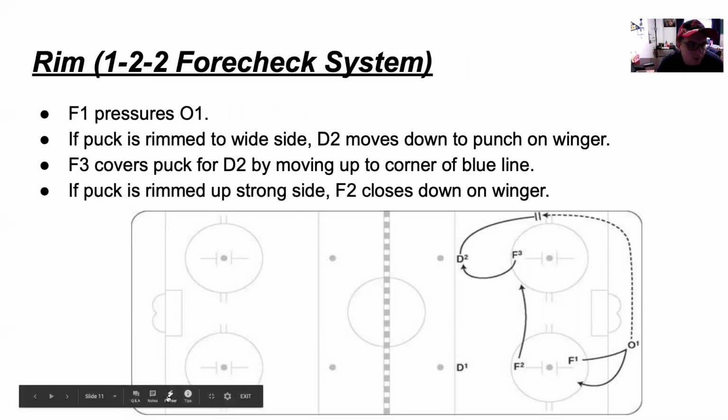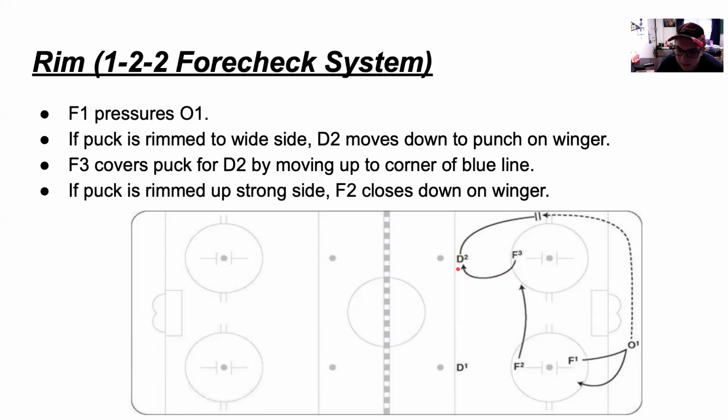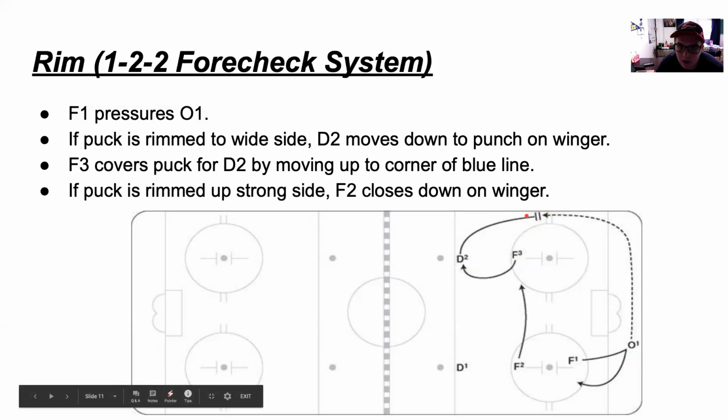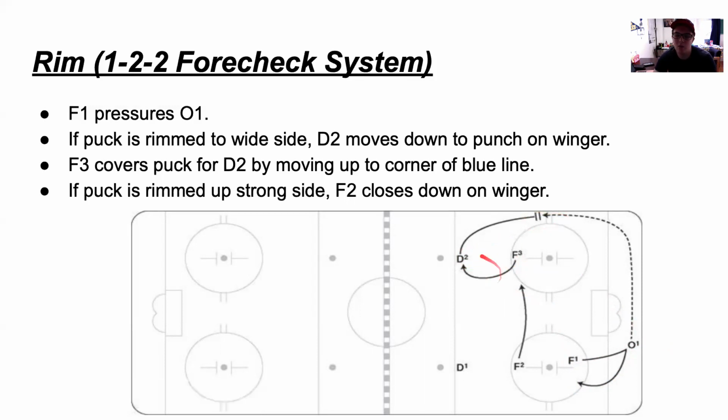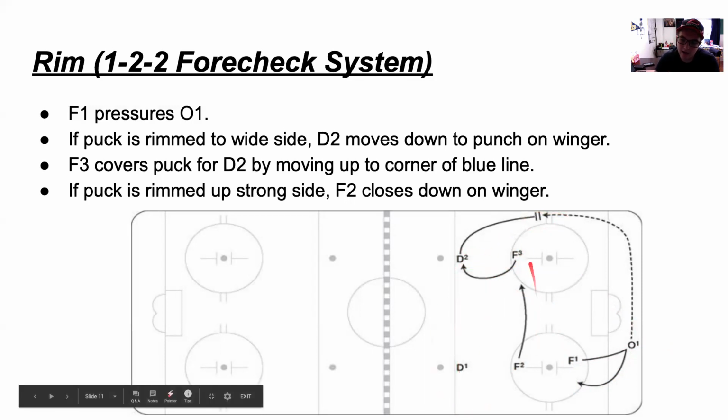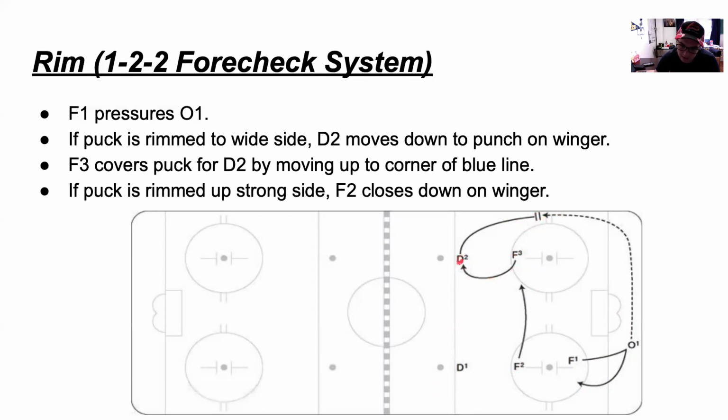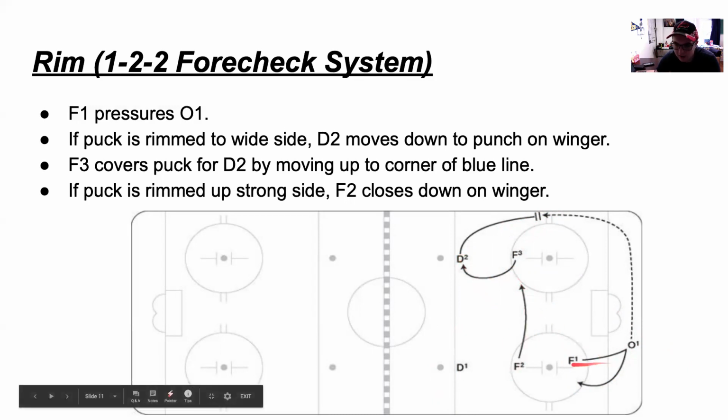So let's take a look. So F1 is again pressuring O1. Once O1 rims, F1's going to come back up here. Then F3 has to cover the D. And when that puck's rimmed, D2's got to come down here and play that puck, because remember what we talked about, we always have to have 2D back here. So D2 is going to go get that puck from that rim. F3's got to come up and support. F2 crosses across the middle, and F1 comes back over here until this is played.